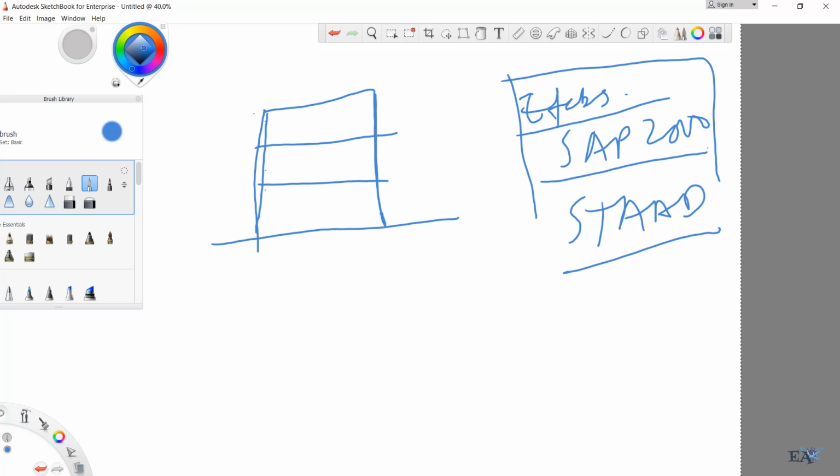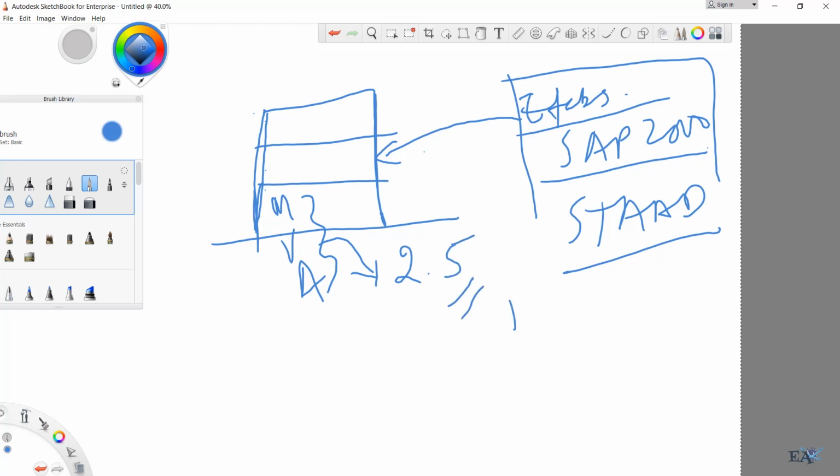Whenever he does the structural analysis of this building, he'll get the moment values M, shear values V, and axial force values. Suppose he got some values from the software. Now what he has to do is multiply these values by a factor of 2.5. This factor is as per IS 1893-2002, so you can get this factor from there.